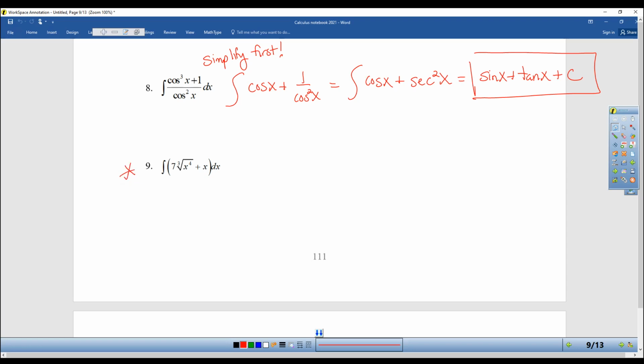This is a particularly tough one for people. It's tough with derivatives too. So the key is to rewrite it. I was going to write simplify, but rewrite it. So 7x to the 4/3 plus x. And now it's not so bad.